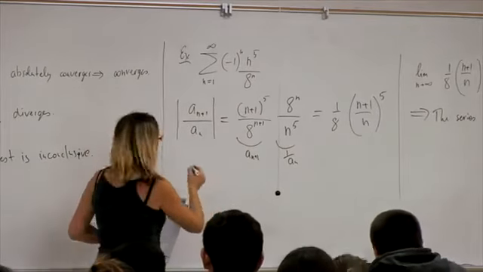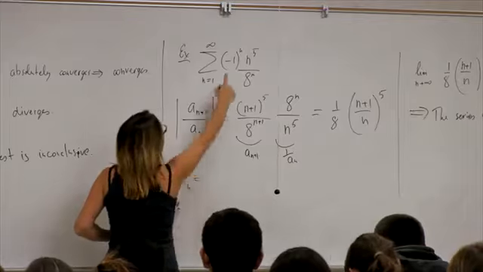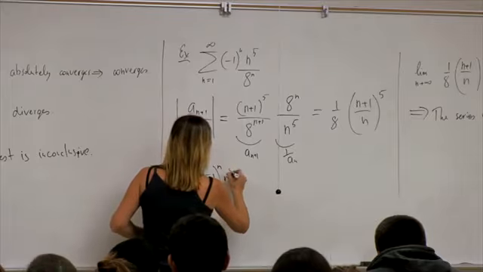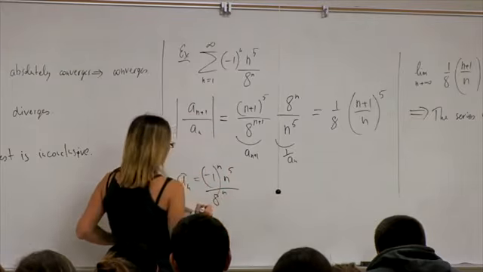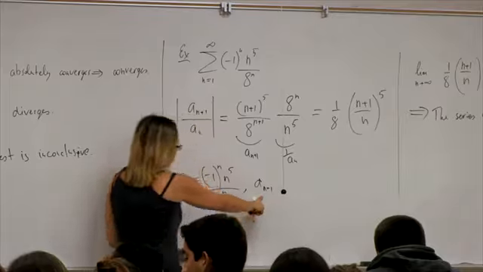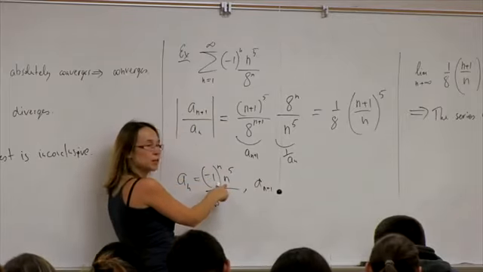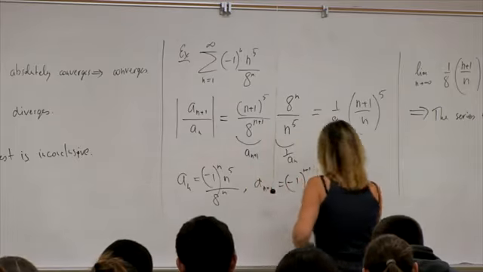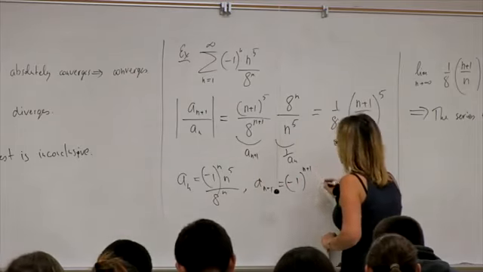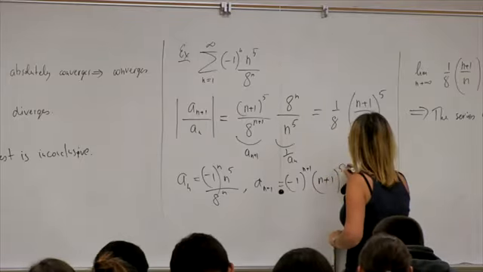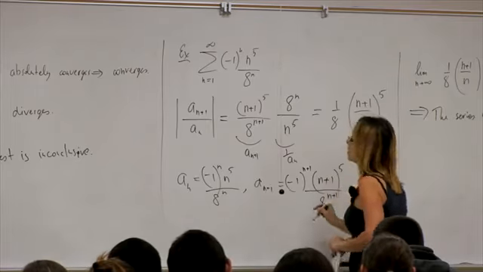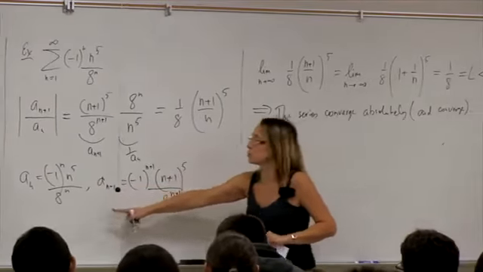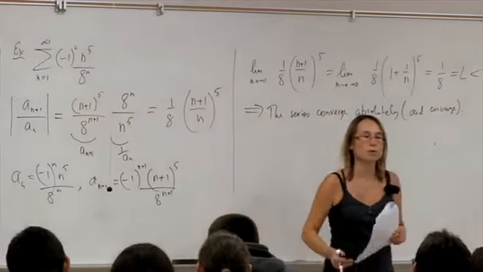We take what is a_n for this sequence? It's (-1)^n times n to the 5 over 8 to the n. What is a_{n+1}? When we write down n+1, we replace n with n+1 everywhere. So it's (-1)^{n+1}, and here, instead of n, I simply put n+1, and I have 8 to the n+1. For this test, all the minus 1s are ignored. So it is the next term with respect to a_n. More questions?